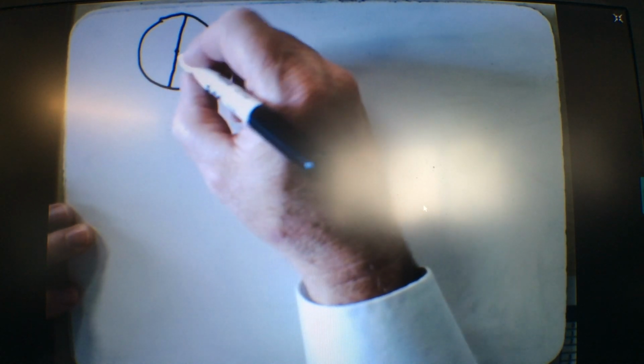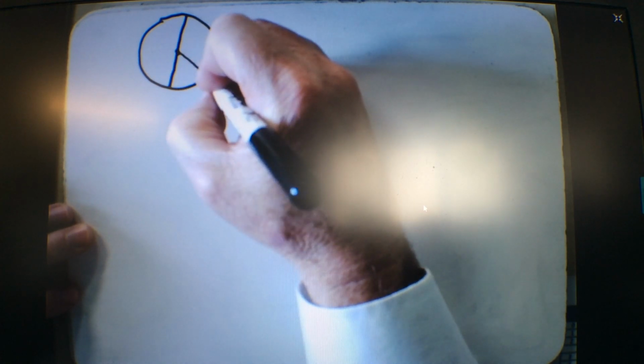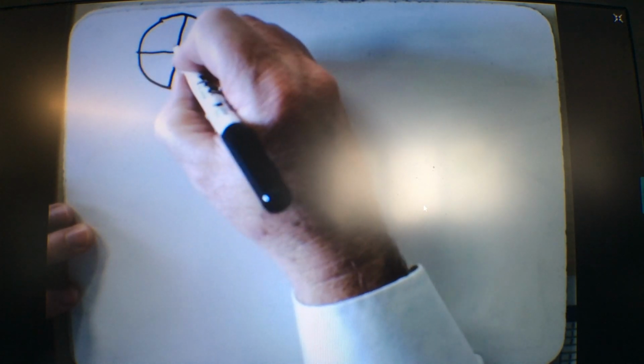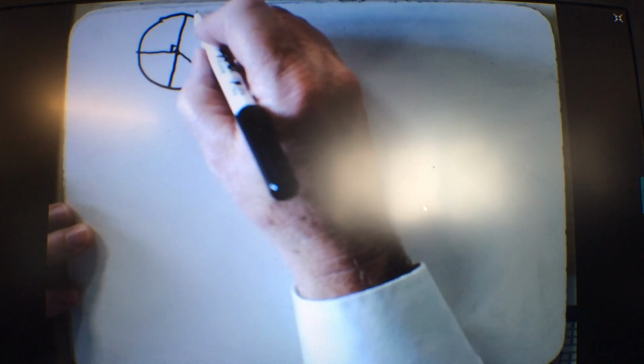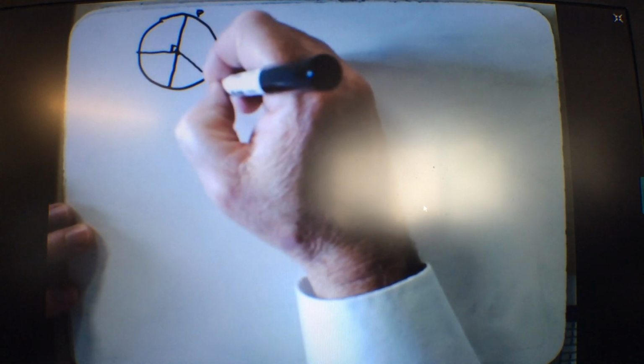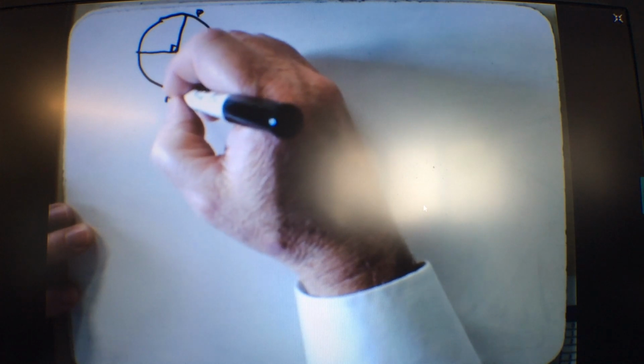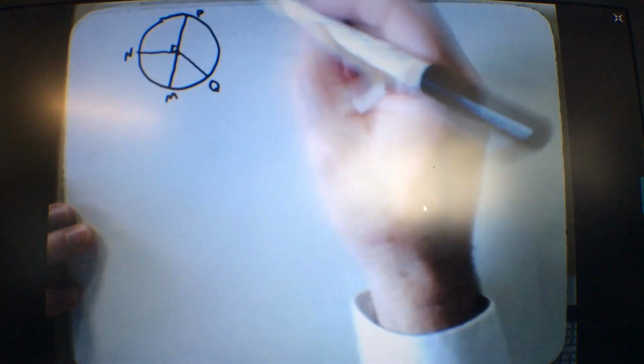All right, questions? All right, let me give you an example. Let's try this one. The top letter is P, this is Q, and this is M, and this is N.